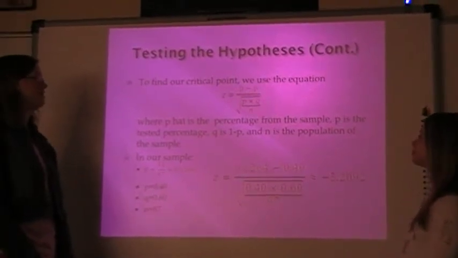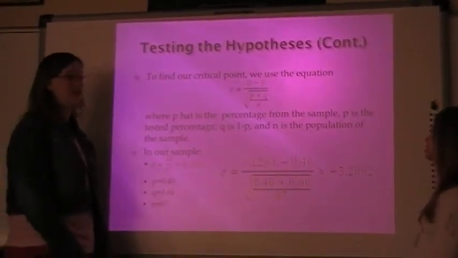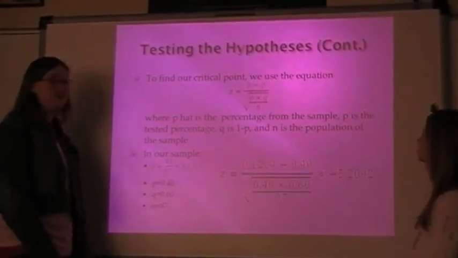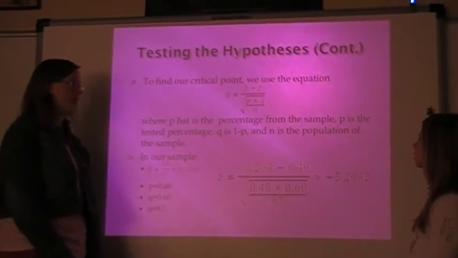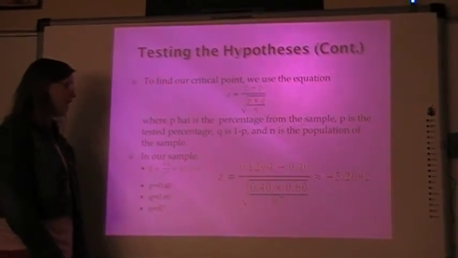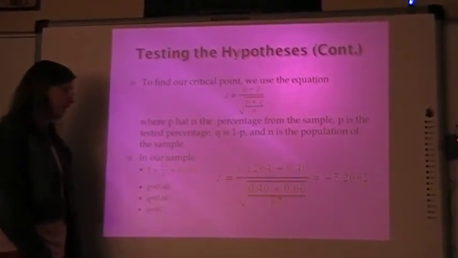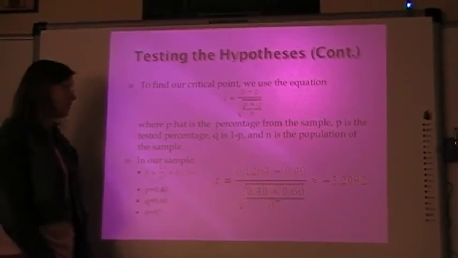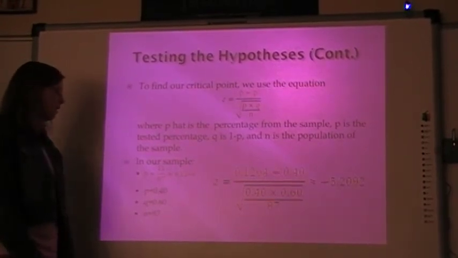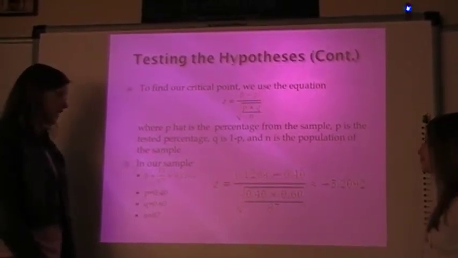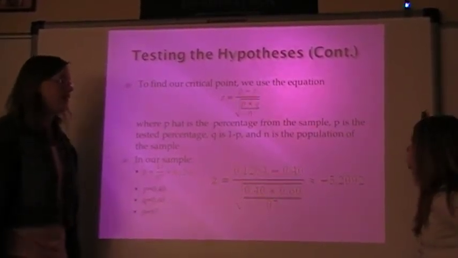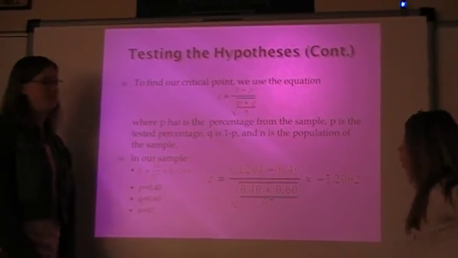Testing the hypotheses. To find our test value, we use the following equation, where p hat is the percentage from the sample, p is the tested percentage, q is 1 minus p, and n is the size of the sample. In our sample, p hat turns out to be 0.1264. Our p is 0.4, our q is 0.6, and our sample size n equals 87. Once we do the following equation, we get negative 5.2092.